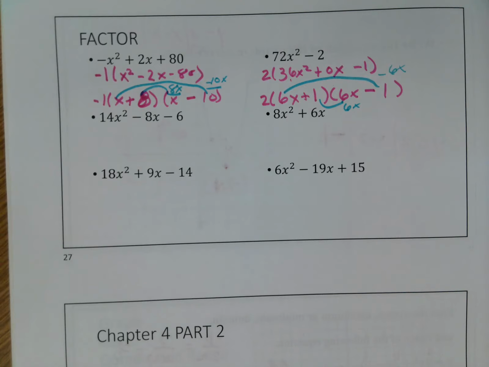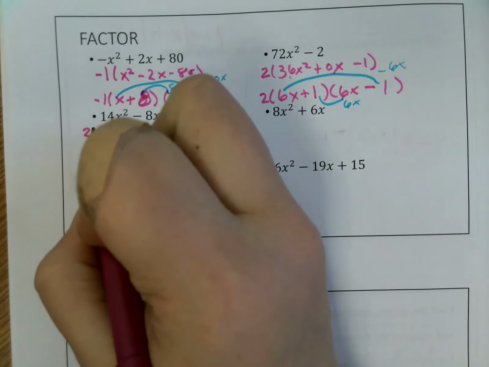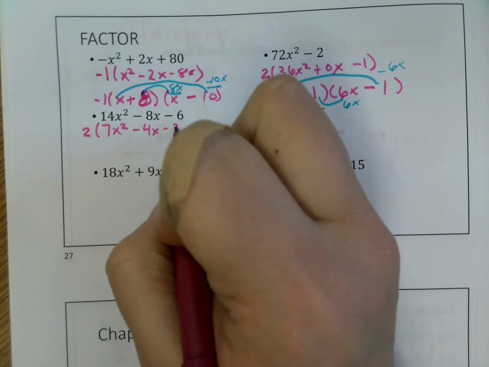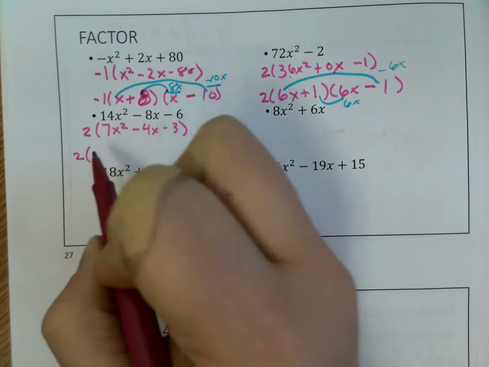So the next one, first thing I'm going to do is ask what they have in common that I can take out. I can take out a 2. When I take out that 2, I'm left with 7x squared minus 4x minus 3. So now I have to try to guess and check.